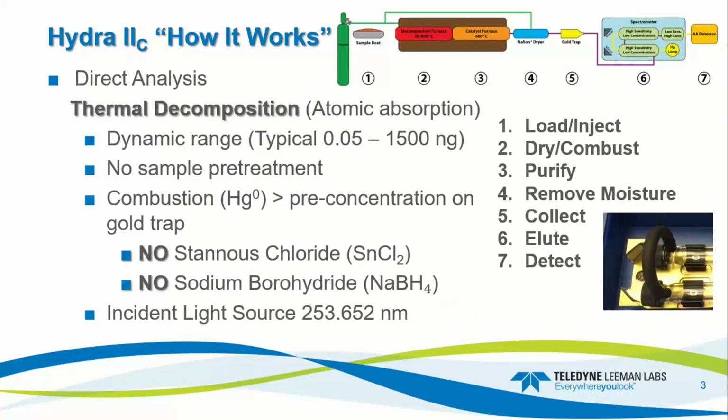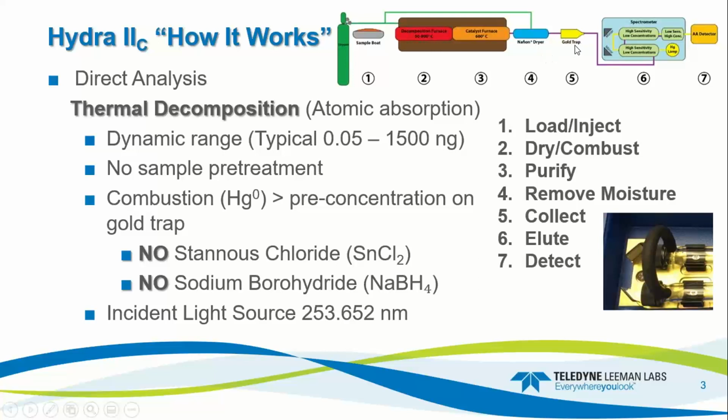How does it work? So it's atomic absorption. There's 7 steps. So we load, inject, dry, combust, purify, remove moisture, collect, elute, and detect. So up here are the 7 steps. You have a carrier gas, you put the sample in the boat, it goes into the drying combustion oven. Then from there, it travels through the catalyst zone where some of the spectator ions, such as chlorine and sulfur and so forth, are taken out. And then we remove the moisture in a Nafion dryer.